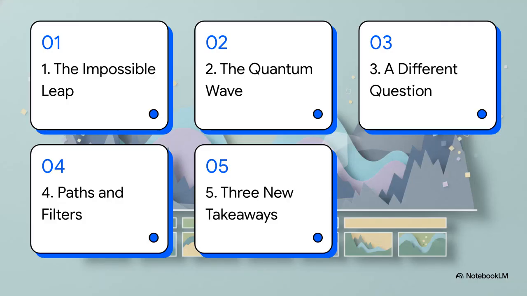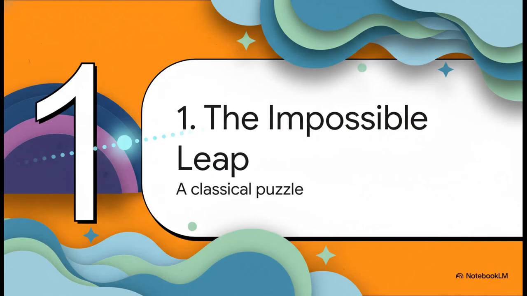All right, so here's our game plan. First, we're going to look at what makes tunneling feel like the impossible leap. Then, we'll check out the standard explanation, which we're calling the quantum wave. After that, we'll see how the frame budget approach asks a different question, leading us to the idea of paths and filters. And finally, we'll wrap it all up with 3 brand new takeaways. First up, the impossible leap.